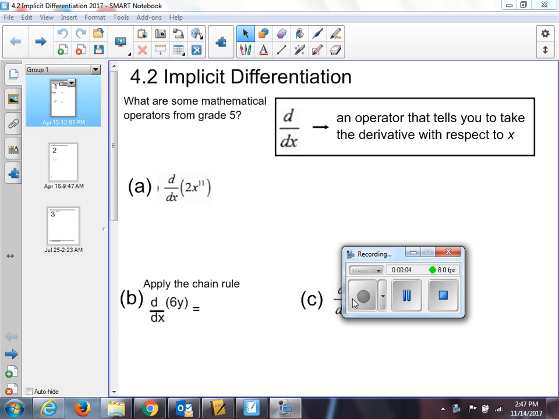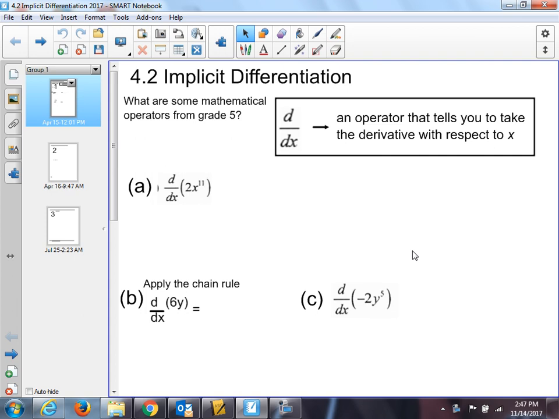Let's just think back here, and welcome to Calculus of the PM. 4.2 Implicit Differentiation. First thing I want you to understand is an operator, because you really just do things. What are some operators from grade 5?